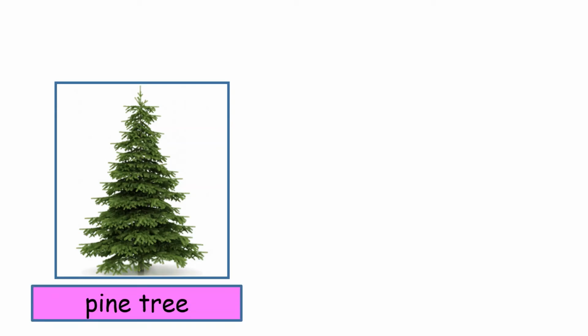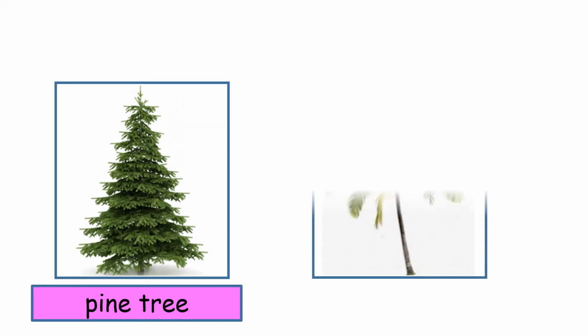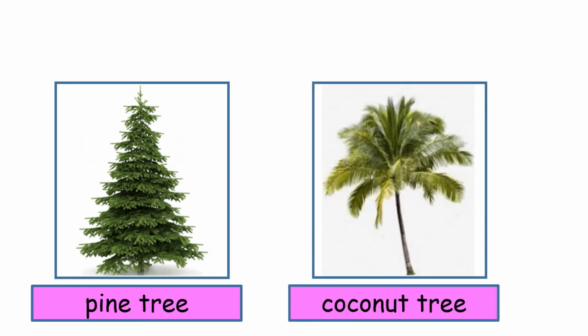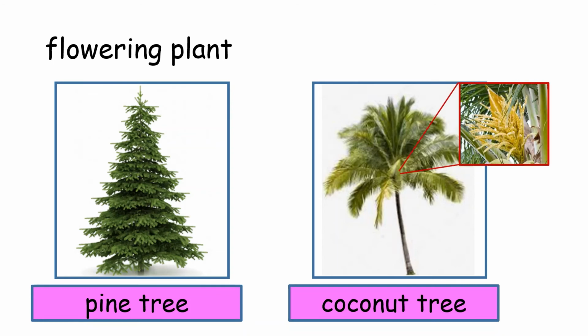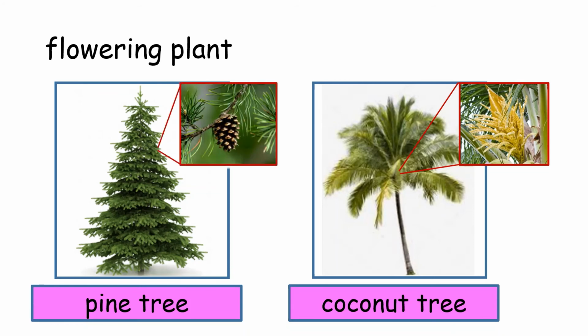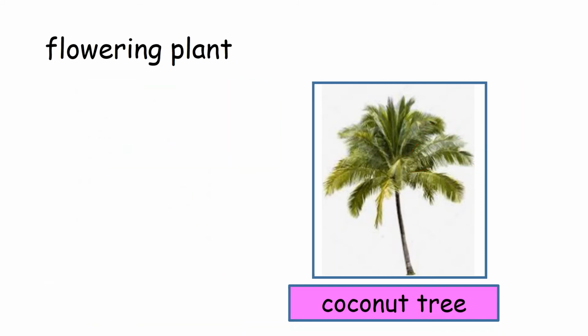Can you name this plant, children? This is a pine tree. This is a coconut tree. Which one is the flowering plant? Coconut tree has flowers, but pine tree doesn't have flower. It has cones. Thus, the coconut tree is the flowering plant.